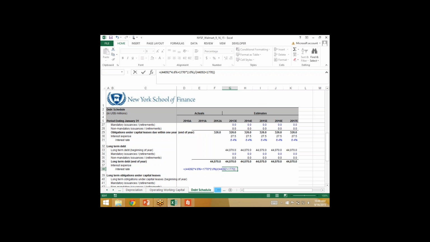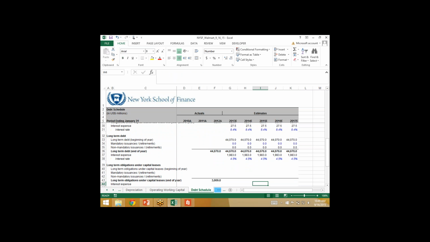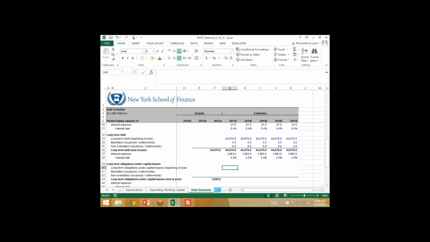And that gives us 4.5%. The very next, okay, so I'm going to use that. I'm going to take the average of this year and last year, times the rate, and copy everything to the right. Got it?